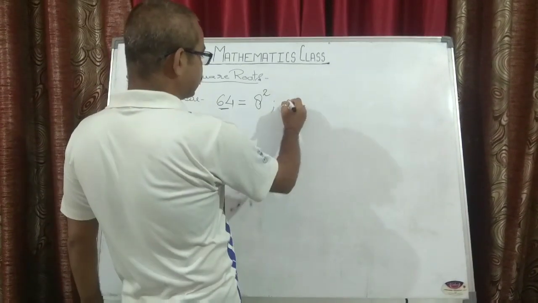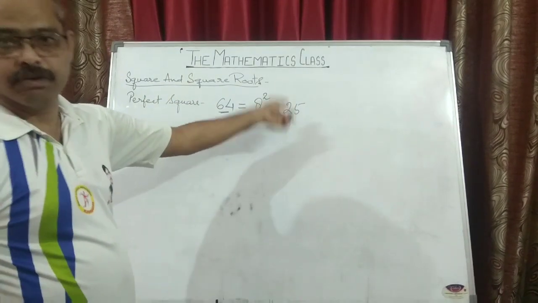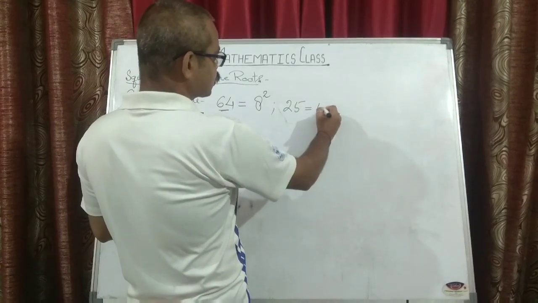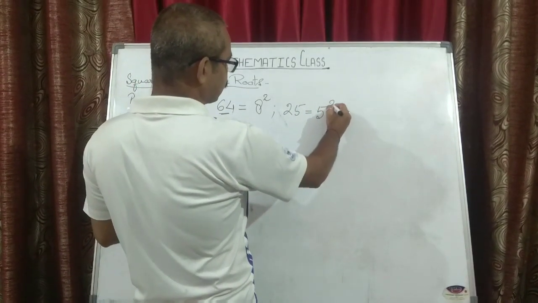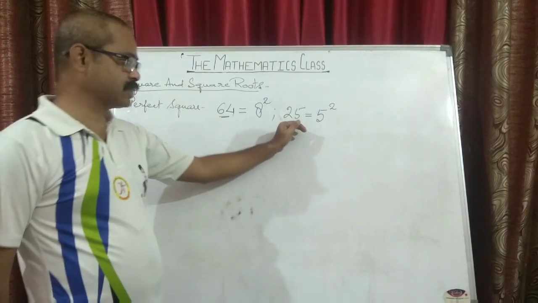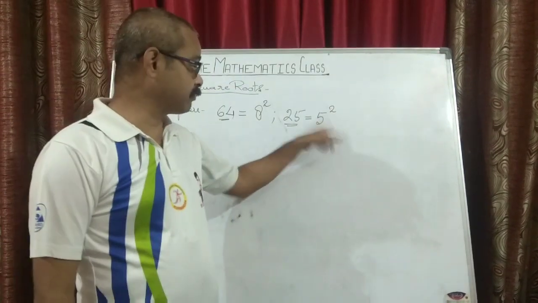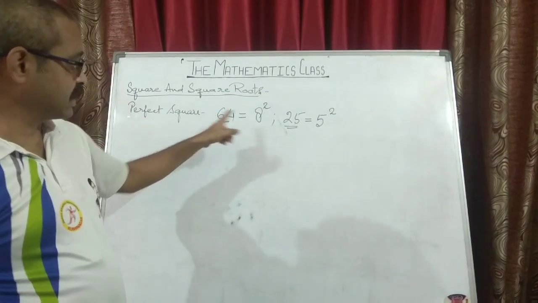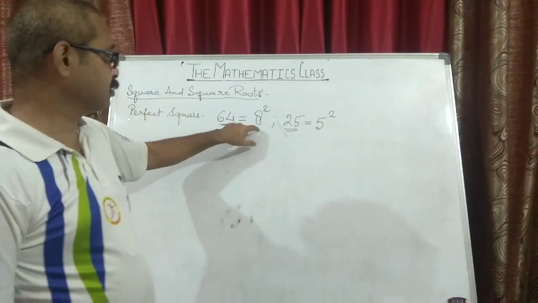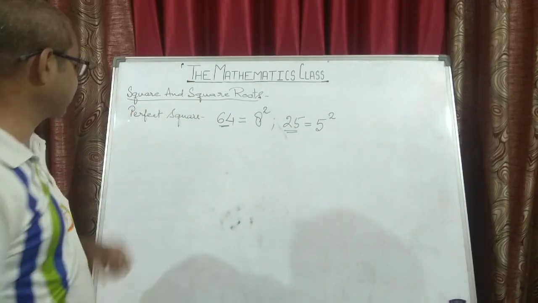Let us take 25. Any natural number which can be written in the form of the square of a natural number is known as a perfect square. So 25 is a perfect square. Why? Because it can be written as the square of the natural number 5. 64 is a perfect square because it can be written in the square form of 8 square, and so on. So these are perfect squares.